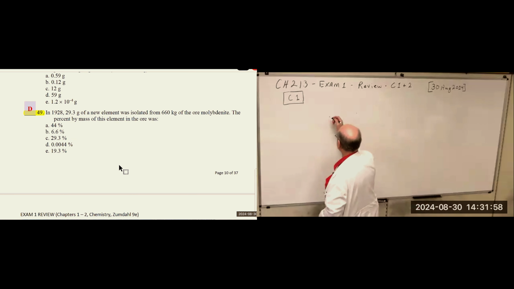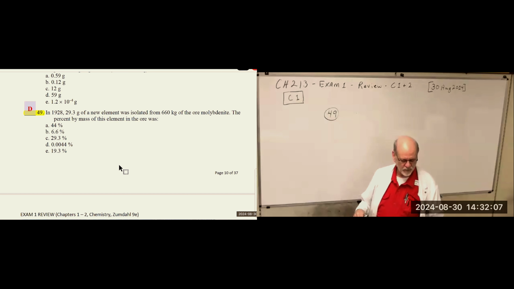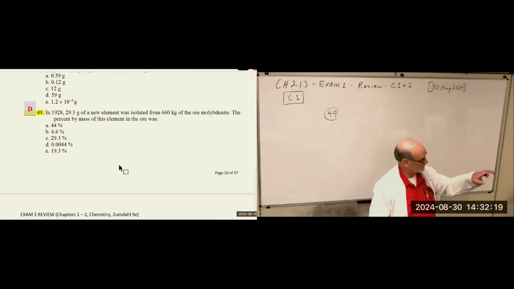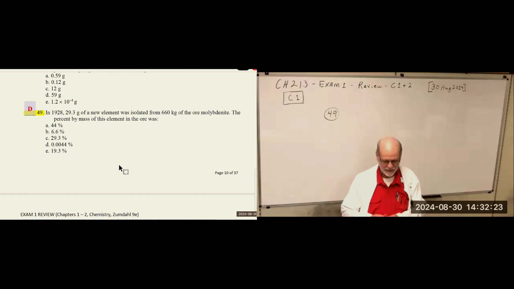$49. What do we have here? 1928. Who cares, right? 29.3 grams of a new element was isolated from 660 kilograms of the ore molybdenite. I wonder what that element could be. Molybdenum, right, up there on the table, under chromium, Mo, molybdenum. I'm sure that's what the element is.